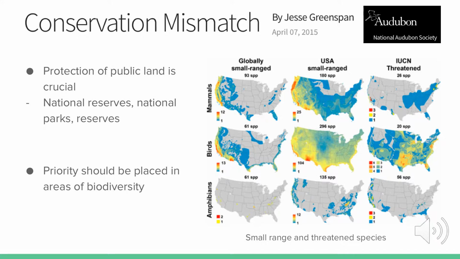These maps show the small range and threatened mammals, birds, and amphibians in the United States. It emphasizes the fact that endemic species are all over, and it should be a priority that they are protected.